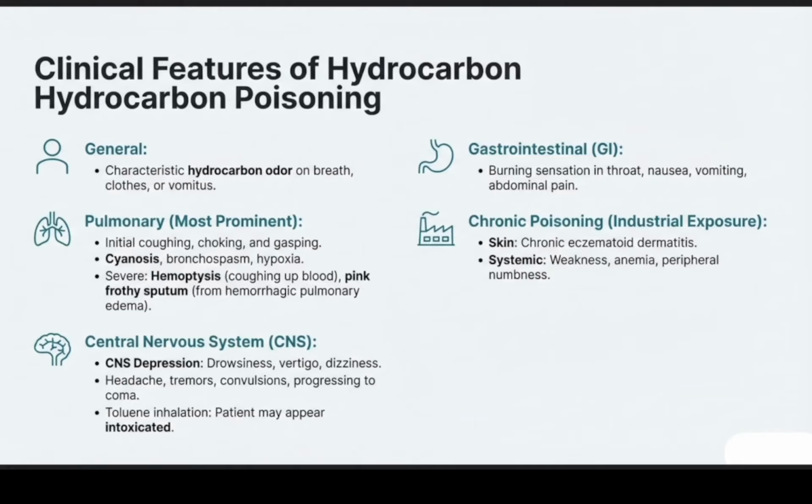Toluene inhalation, if it occurs, the patient is actually going to look intoxicated. GI: burning sensation in the throat, nausea, vomiting, abdominal pain. Chronic poisoning is from industrial exposure. Skin: chronic eczematoid dermatitis, and systemic: weakness, anemia, and peripheral numbness.